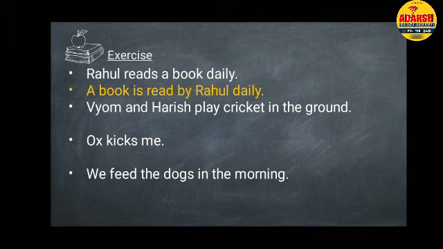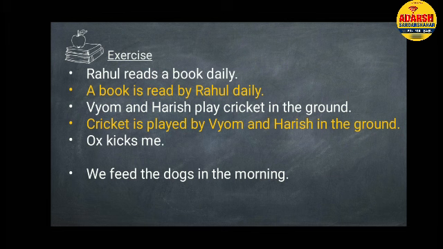Now, let's go to the second. Vyom and Harish play cricket in the ground. Here, our subject is Vyom and Harish because they both are performing the activity of playing, and cricket is our object. So, our subject is Vyom and Harish and our verb is play and our object is cricket. So, the passive sentence of this is: cricket is played by Vyom and Harish in the ground.